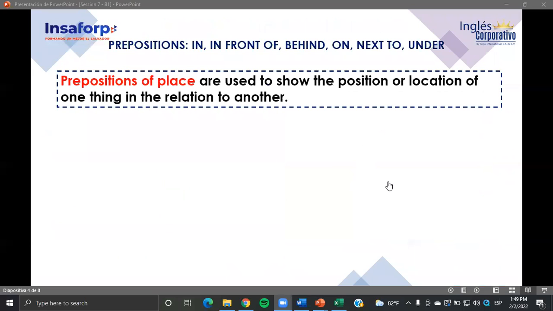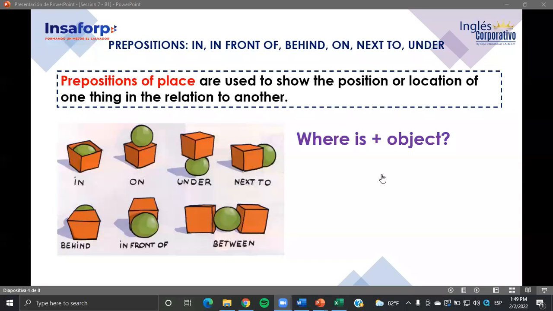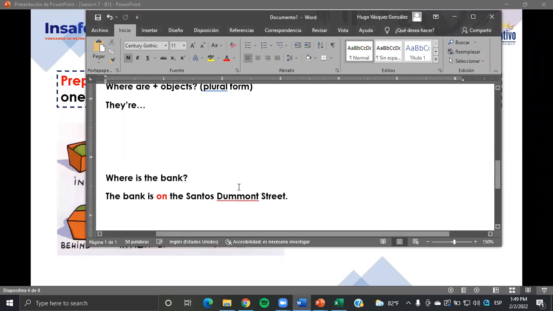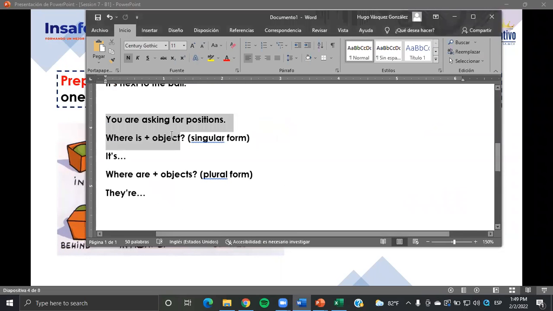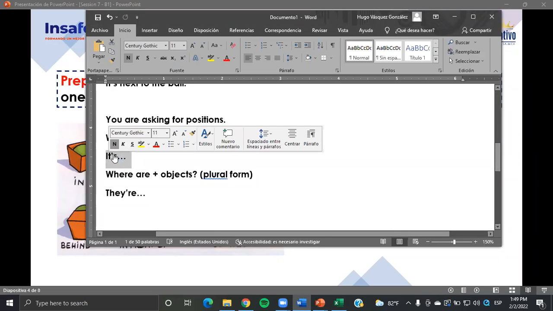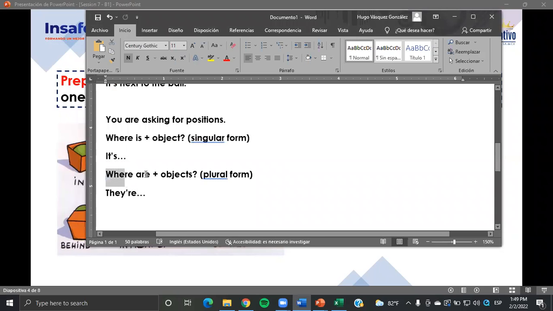Other examples that I gave are, we ask questions, right? We ask for positions. En ese caso hacemos la pregunta con respecto a esas posiciones. We use where is plus the objects. We have the two possibilities. You can say where is plus the object in singular form, and you answer it's plus the preposition and the object, right? Or we can use where are plus objects, plural, and we answer they are or they're.